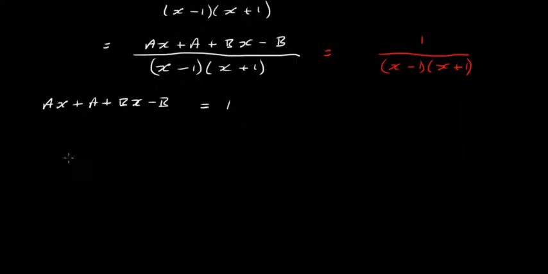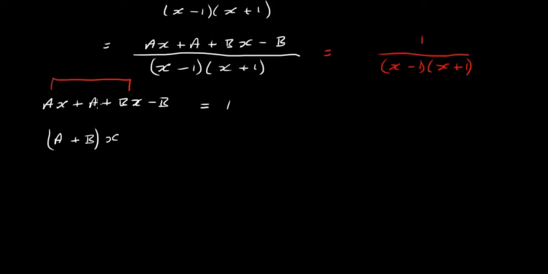So if I take the ax and the bx here, I can write them together. So I can write a plus b times x. All I've done is taken these two here, put them together, and factorized out the x.